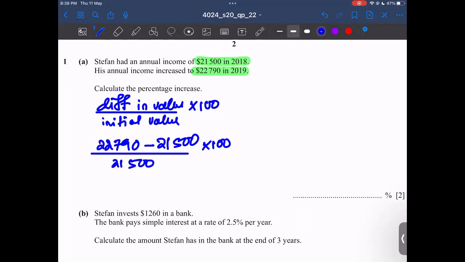22,790 minus 21,500, divided by 21,500, multiplied by 100, you'll get 6. So basically it is 6%. The change in percentage, the increase in percentage, is 6 over here.